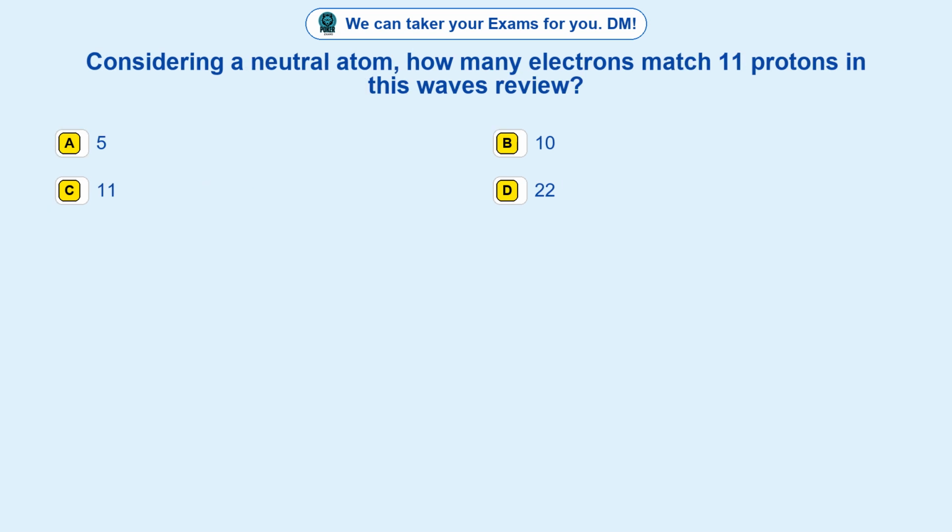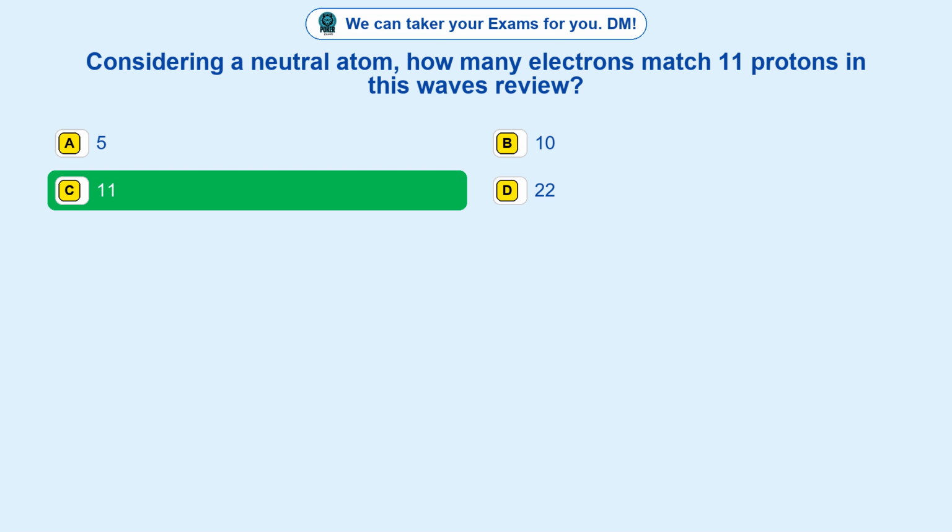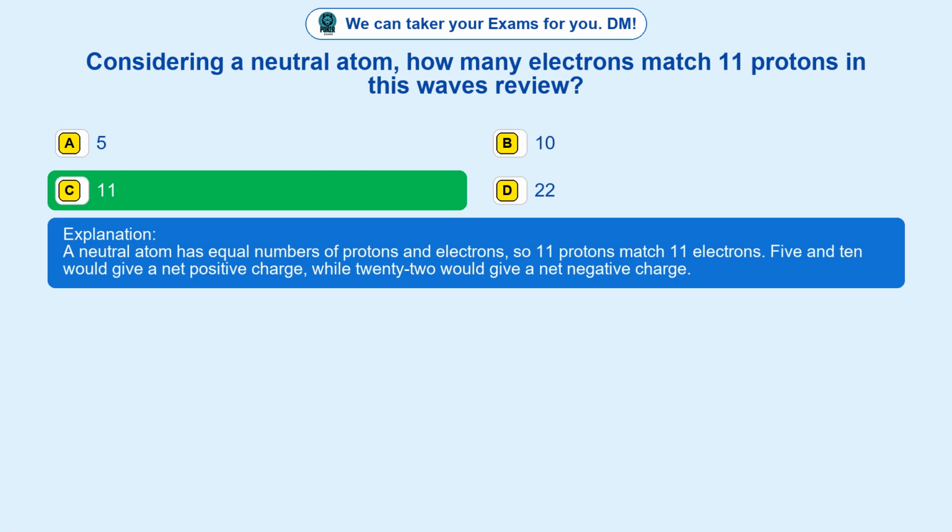Question 32. Considering a neutral atom, how many electrons match 11 protons in this waves review? Option A, 5. Option B, 10. Option C, 11. Option D, 22. The correct answer is option C, 11. A neutral atom has equal numbers of protons and electrons, so 11 protons match 11 electrons. 5 and 10 would give a net positive charge, while 22 would give a net negative charge.